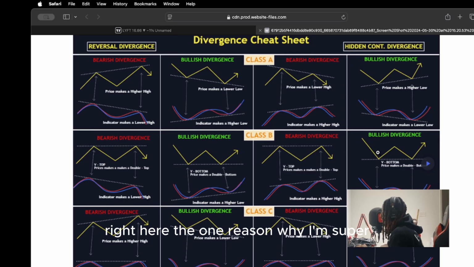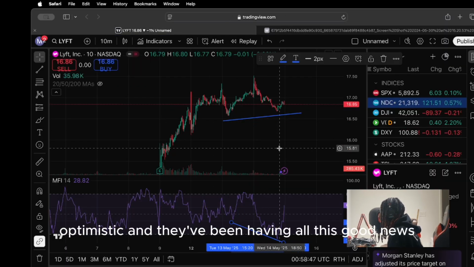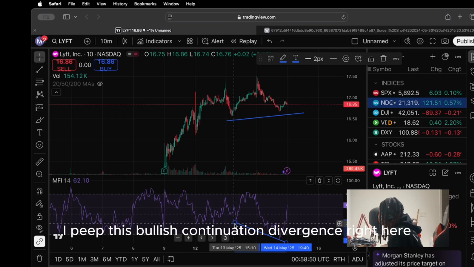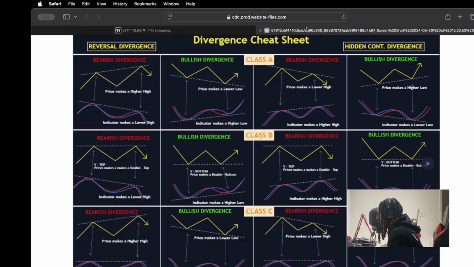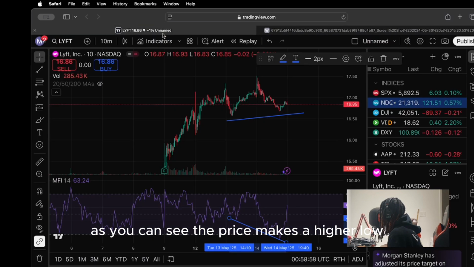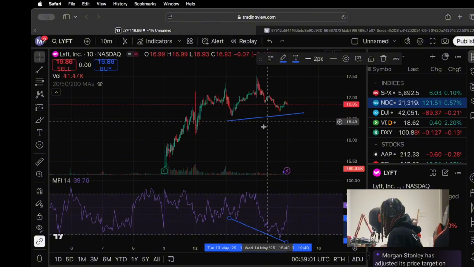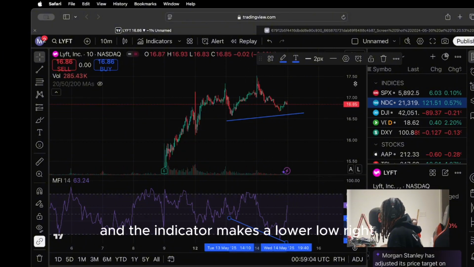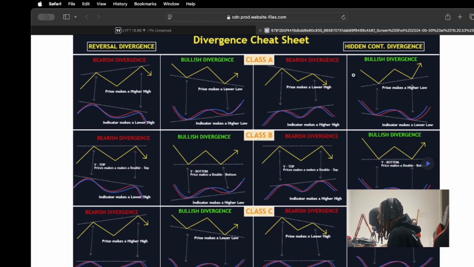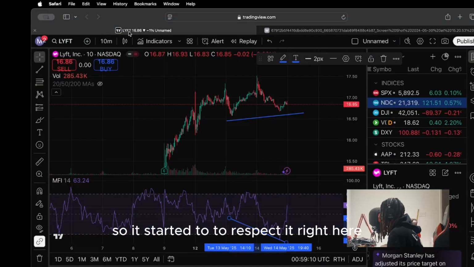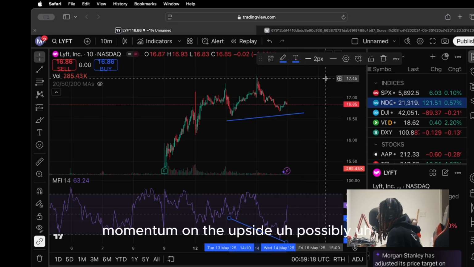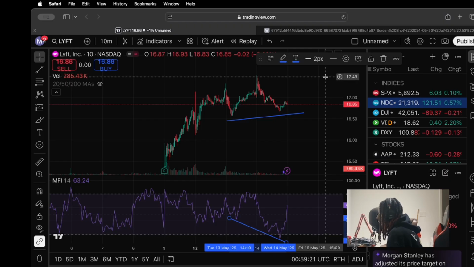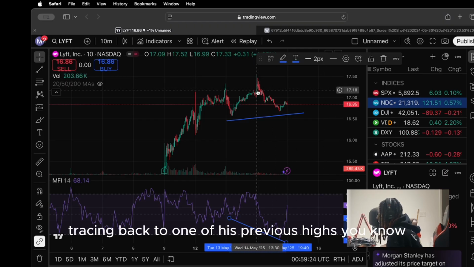So right here, one reason why I'm super optimistic, and they've been having all this good news, I seen this. I peeped this bullish continuation divergence right here. As you can see, the price makes a higher low, and the indicator makes a lower low, right? So it started to respect it right here, but I'm looking for a little bit more momentum on the upside, possibly tracing back to one of its previous highs.